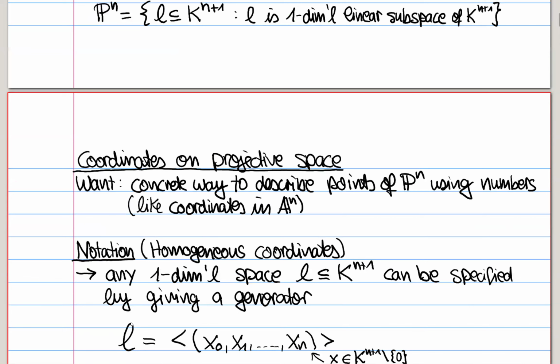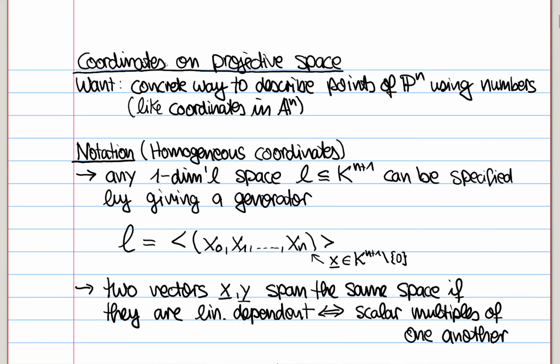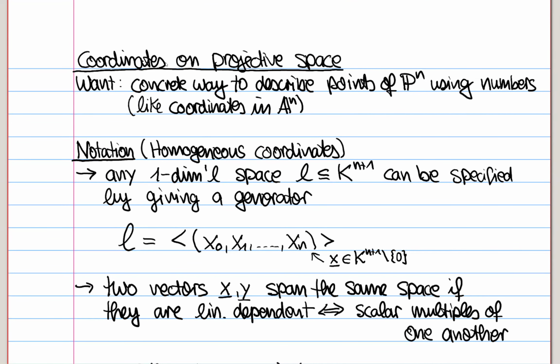And to make this a bit more concrete, a priori, working with these lines is kind of hard because we really like to have coordinates. And we can do that. We can describe some coordinates on the projective space. Namely, we just observe that any one-dimensional space L, as before, can be specified by giving a generator of this vector space. So a single generator would be some vector in k to the n plus 1. And it should actually span a one-dimensional space, so it should not be 0. So each L can be described by such a vector.